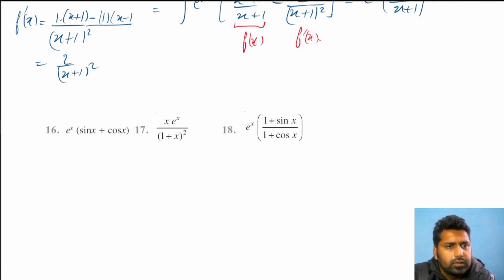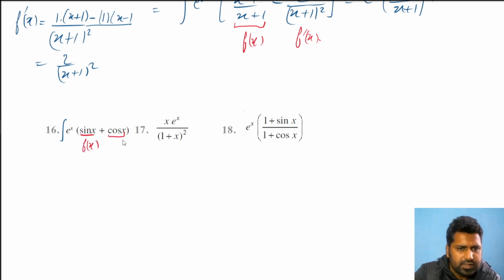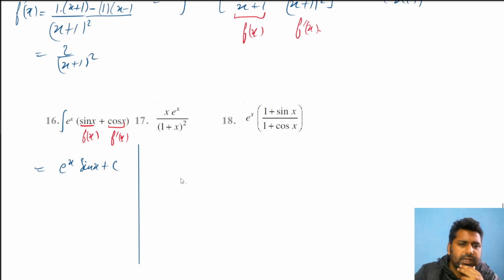Let's look at this first question here, 16th one. This is again integration we have to do for everything, e raised to power x into sin x plus cos x. Clearly, if this is my f x, sin x differentiation is cos x. So I think that satisfies the format. Answer in one step, e raised to power x sin x plus c. However, for the next question, the first one was very simple. For this one, you'll have to slightly adjust.